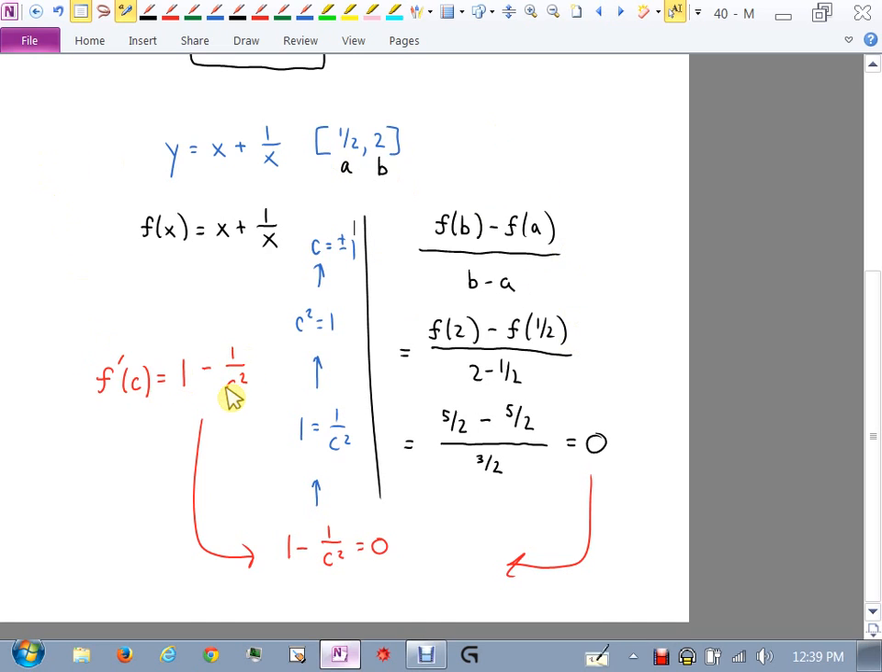How to get what? This? Oh, over here. I moved it to the other side of the equation. Yeah, I added it.